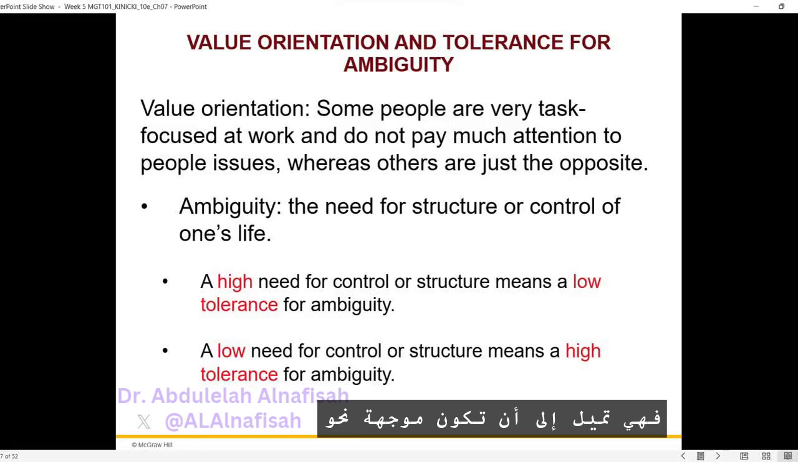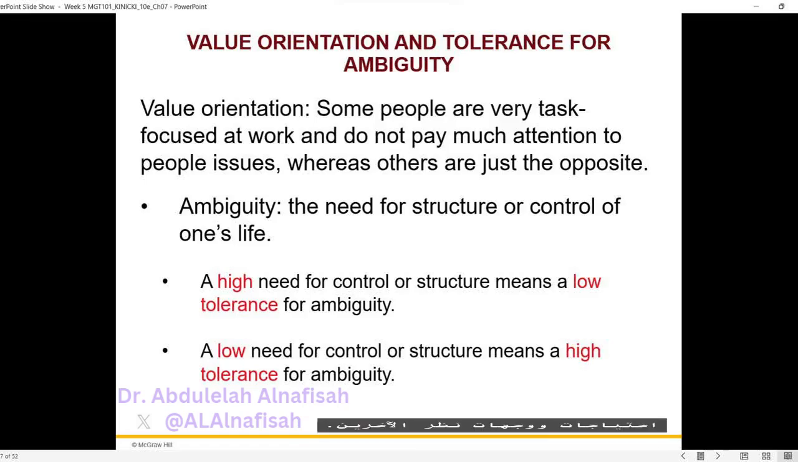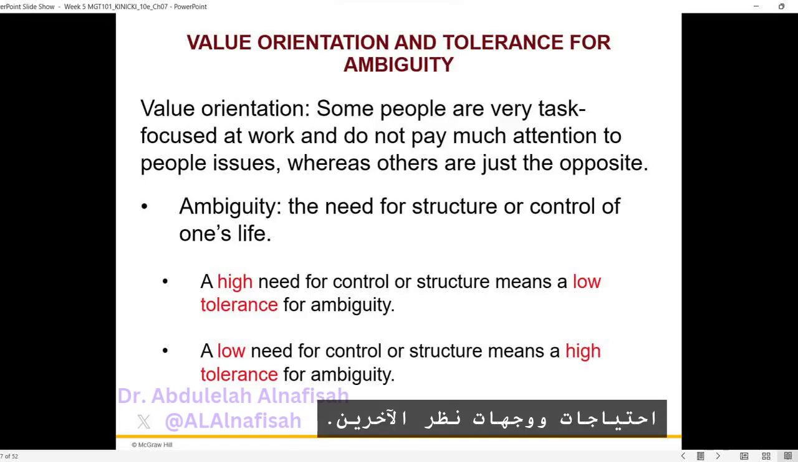They tend to be results-oriented, driven by tangible outcomes, and may prioritize productivity and performance over interpersonal dynamics. People-focused orientation. On the other hand, individuals with a people-focused orientation prioritize building relationships, collaboration, and understanding others' needs and perspectives. They value teamwork, communication, and creating a positive work environment.